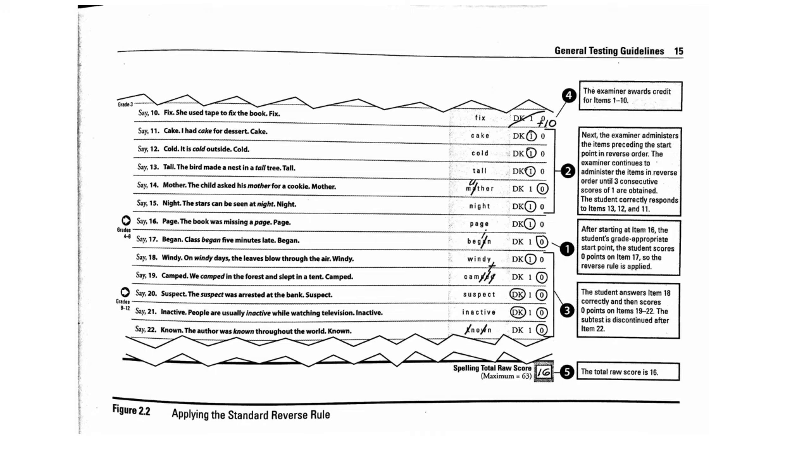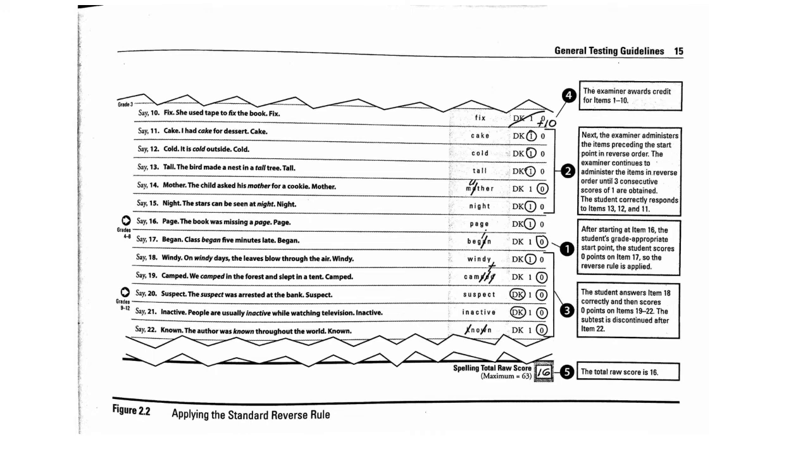So then this student's raw score we would add up by giving them credit for 1 through 10, giving them credit for 11, 12, and 13. Okay, so that's 13. We give them credit for 15 and 16. So that's now a raw score of 15. And we'll also give them credit for 18. So their raw score would be 16.